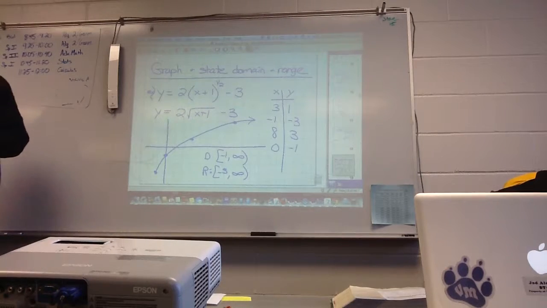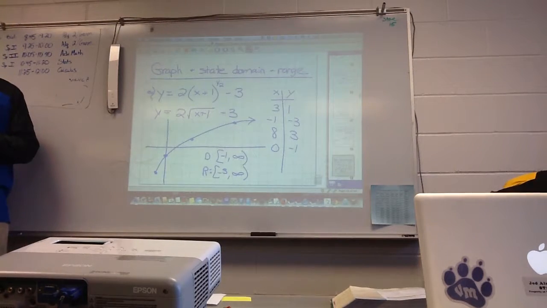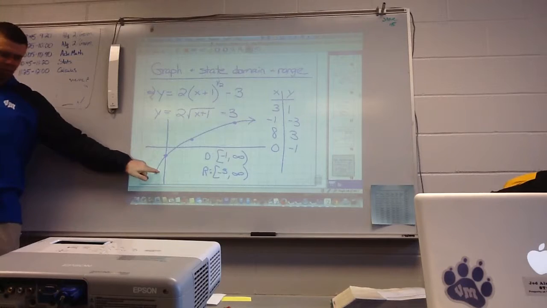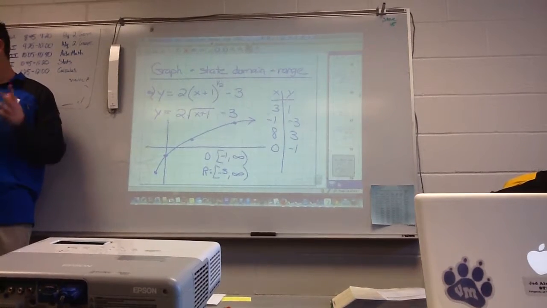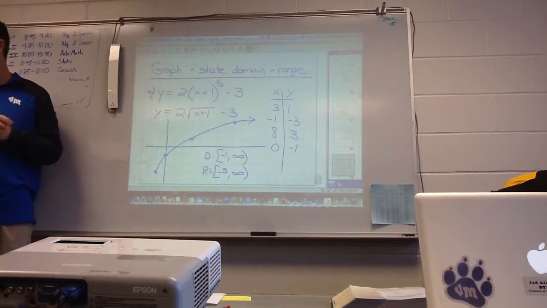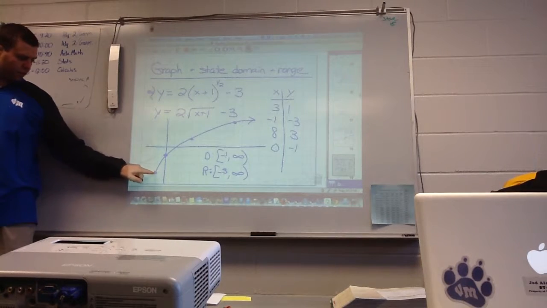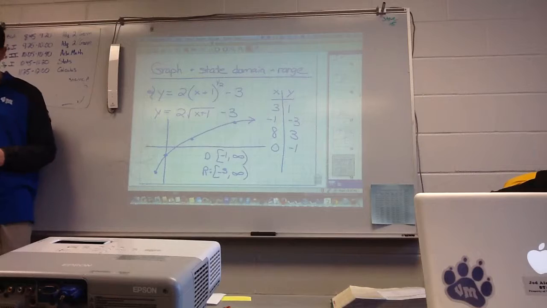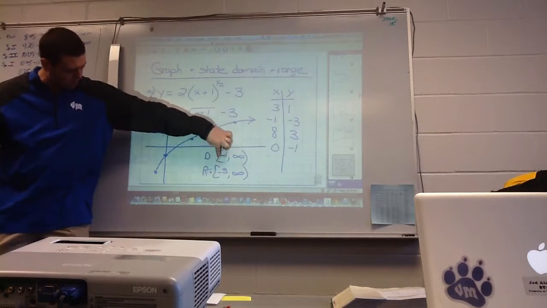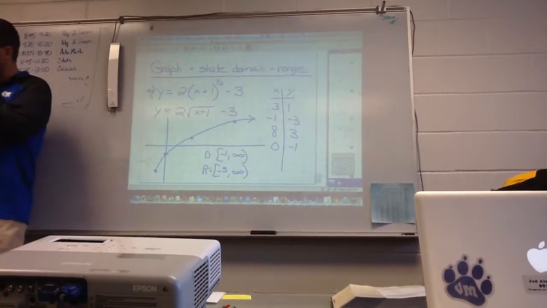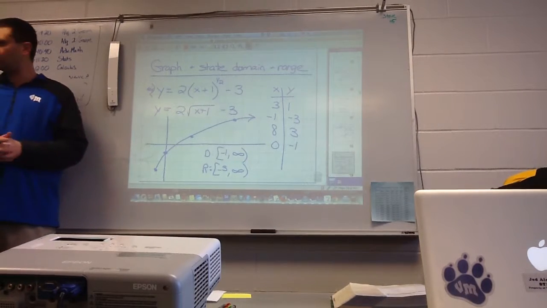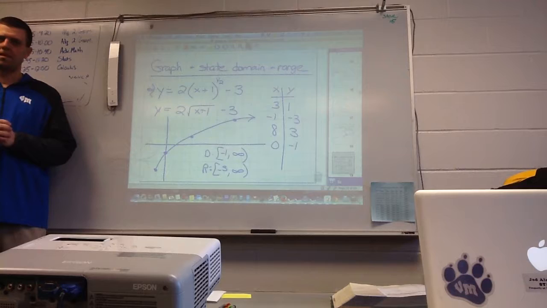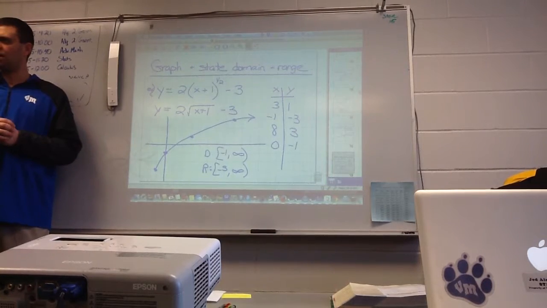So when we have ones that don't touch an x value, do we still bracket? If there were an open circle right here instead of a closed, which doesn't happen in square root functions, but in other functions that you will have someday, okay? If this were an open circle here and not a closed circle, then this would be a parentheses, and that would be a parentheses, because it gets really close to that value but never actually touches it. Does that make sense? Yeah. Okay. Any other questions?